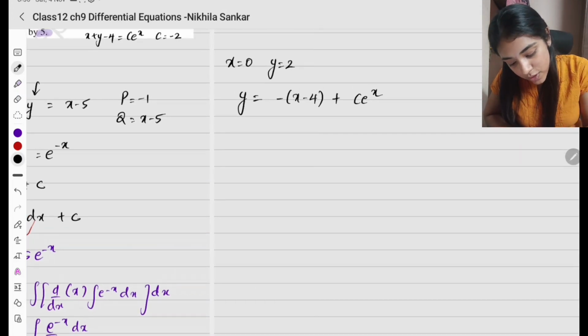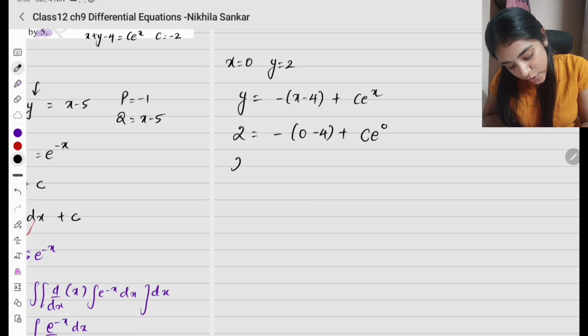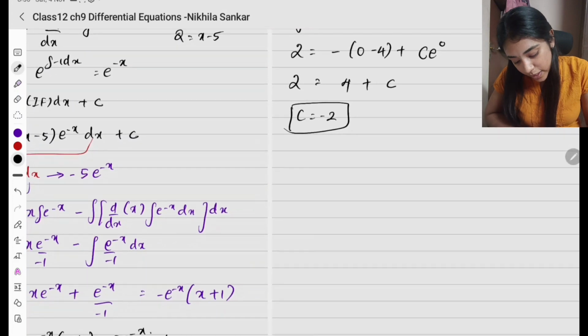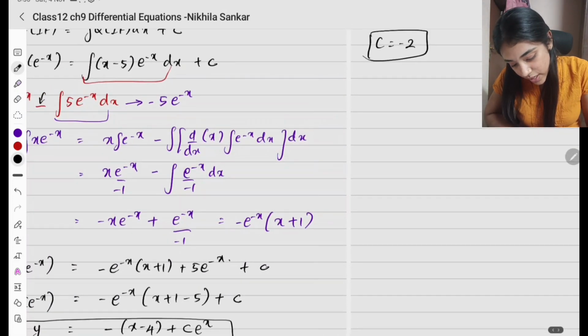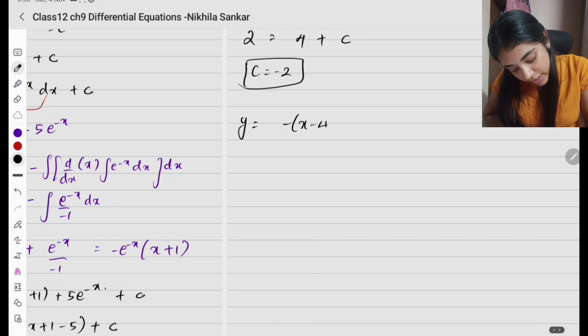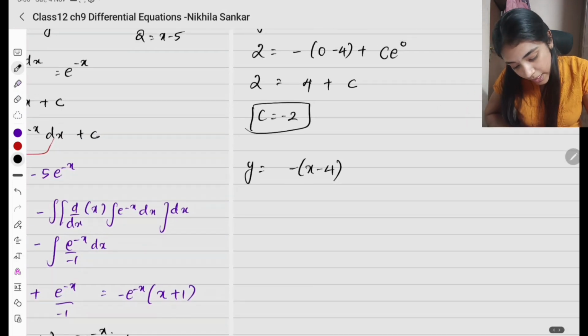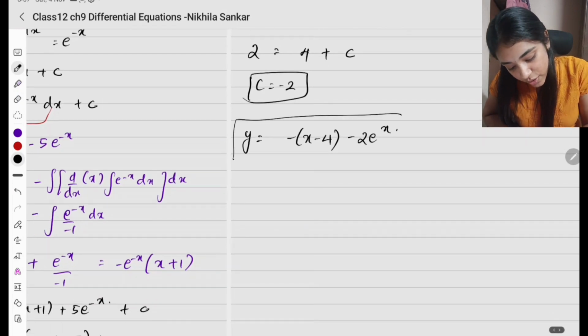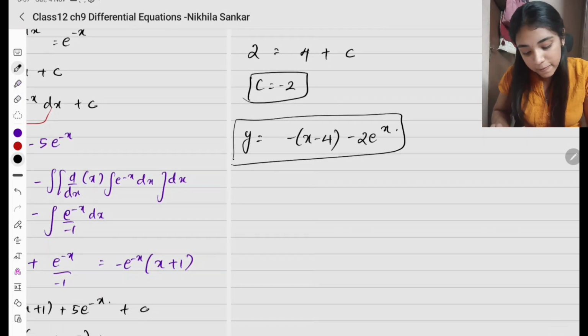Now I substitute the values. I have 2 equals minus 0 minus 4 plus c e to the 0. So I have 2 equals 4 plus c equals minus 2. So I found out the value of c. Now put it in the general solution. What is my final answer? Y equals minus of x minus 4 minus 2 e to the x. So this is going to be my final solution. Please copy.